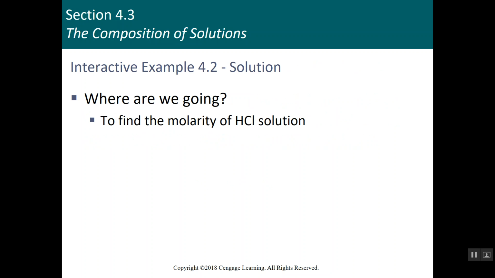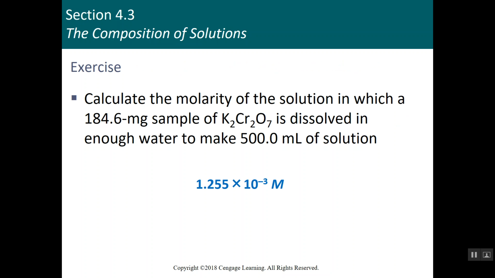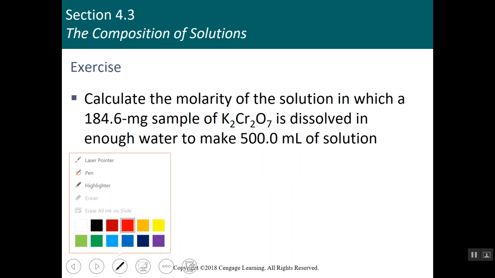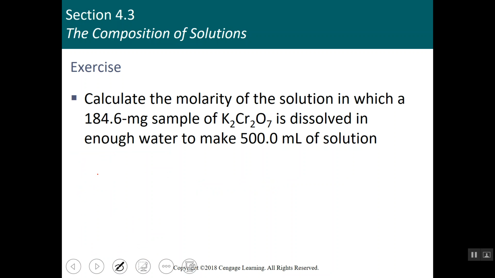I thought that example was one that they were going to lead you through. So let's go ahead and see if we can get the answer they had. First off, we need to figure out the molar mass of potassium dichromate. And so we're going to calculate that.